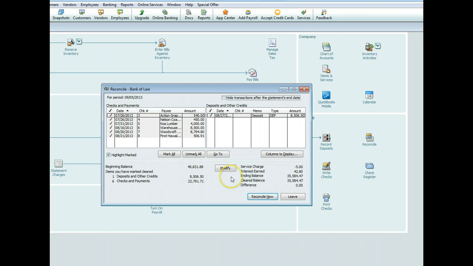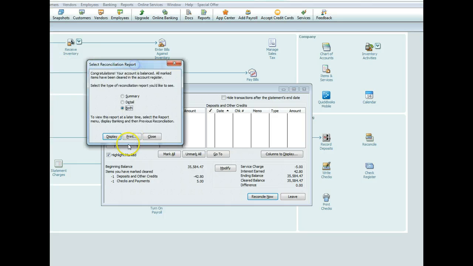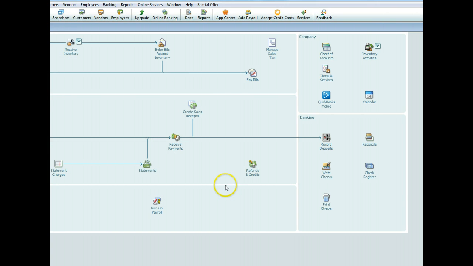So, looks like everything's cleared. I'm reconciled. Only when that's a 0 do I move forward. And if I need the reports, I get the reports.